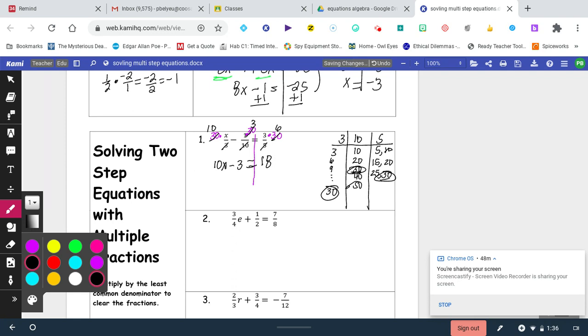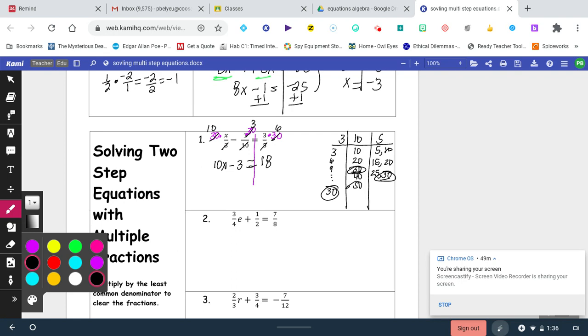Again, this is what I did. I said, how many times does 3 go into 30? That was 10. So 10 times x leaves me with 10x. How many times does 10 go into 30? That would be 3. 3 times -1 would be -3. How many times does 5 go into 30? Well, that would be 6. Take that 6 and multiply by your numerator. 6 times 3 is 18. This is the cross-canceling way, okay?